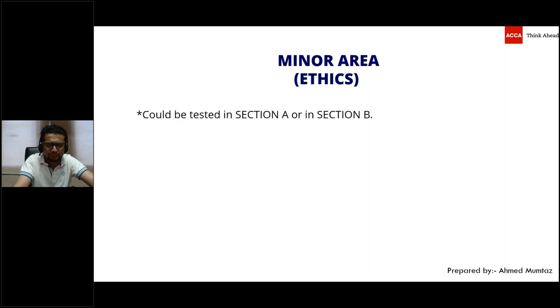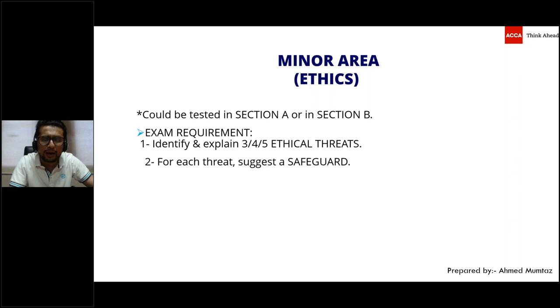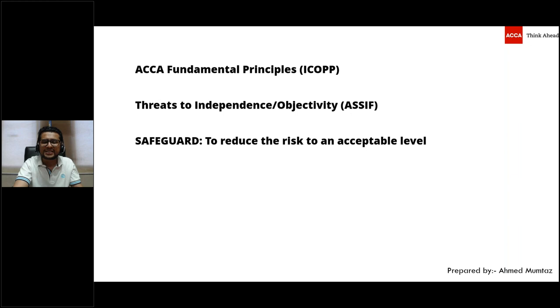But can we expect this ethics topic as a scenario-based question? Yes, we can expect that, minimum 6, maximum 10 marks, not more than 10. What would be the exam requirement? The exam requirement would be to identify and explain 3 or 4, maximum 5 ethical threats. So you need to identify the threats and you have to explain them. You can identify by copying it from the question, but you have to come up with an explanation. And parallel to that, in tabular form, for each threat, you have to suggest a safeguard. What do I mean by safeguard? A safeguard is an action which will reduce the risk to an acceptable level.